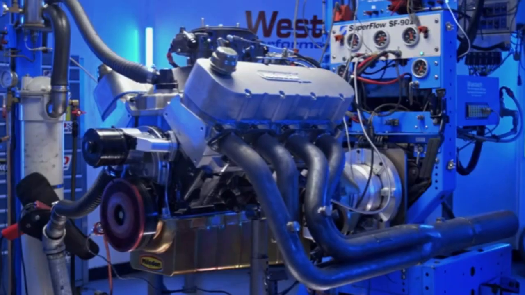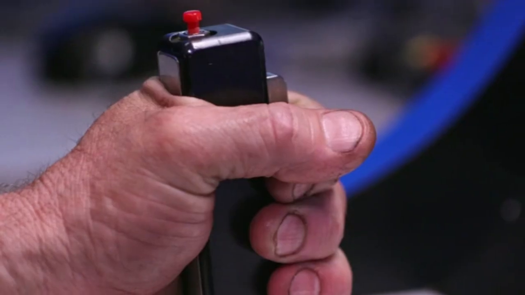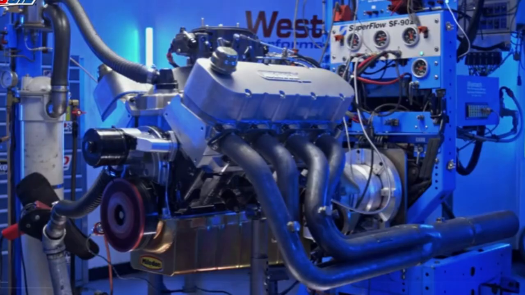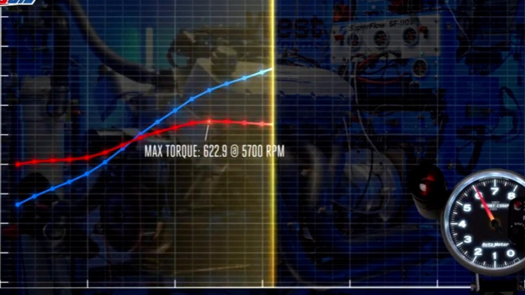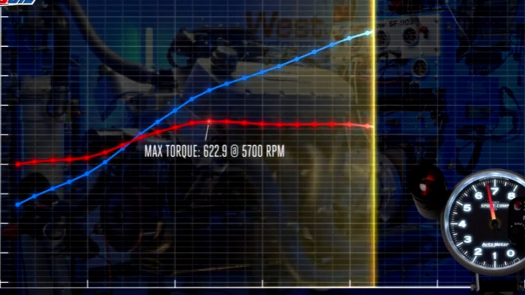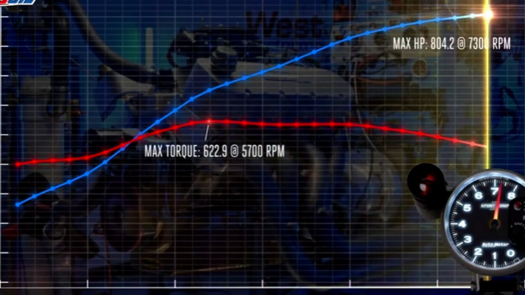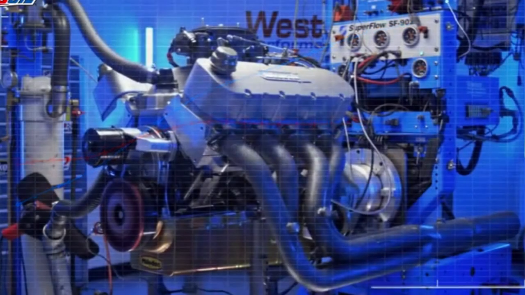All right, here we go with the long rod engine. 6.800 is the length on these connecting rods. Wow, not bad. Big block Chevy. It's pretty stout.